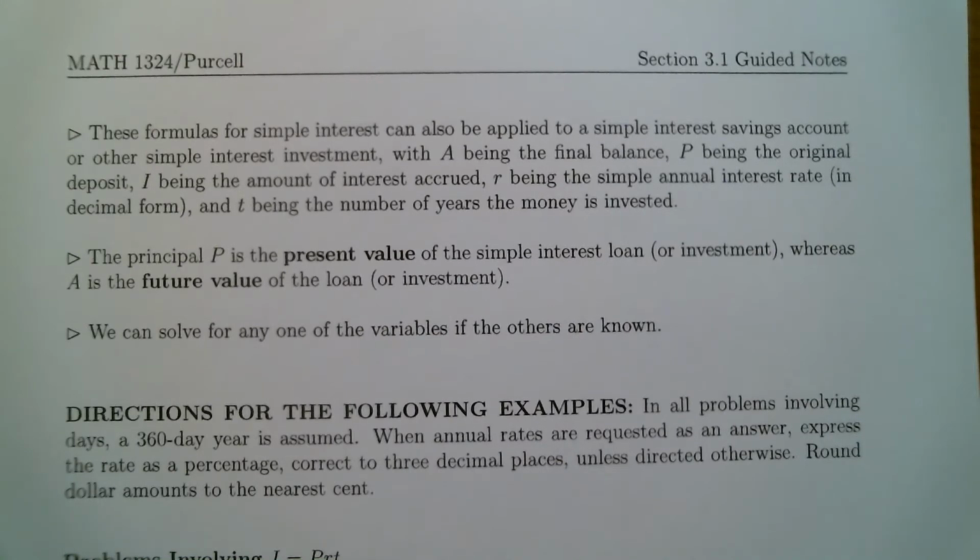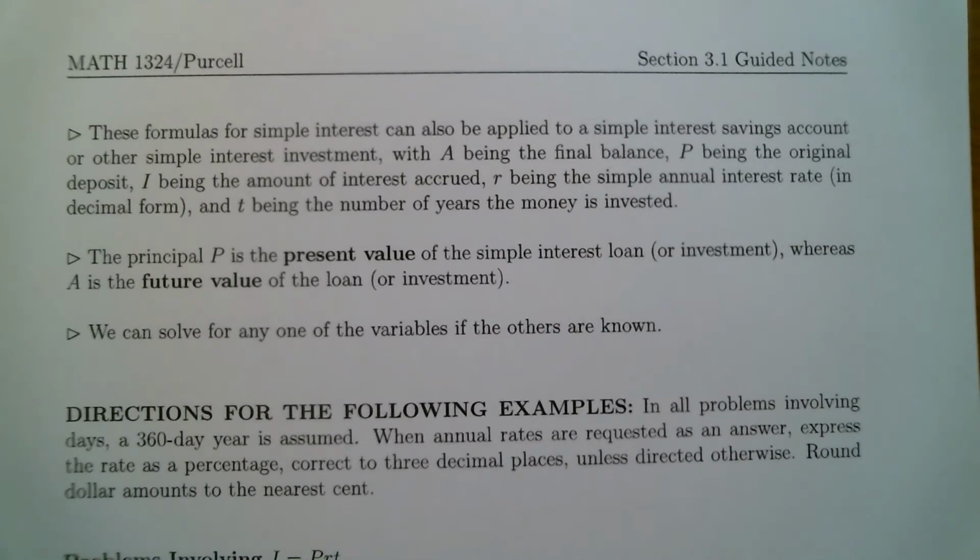If you're looking at it from a savings account perspective, if I went right now and opened a savings account at the bank, P is the amount of money I'm going to put in the bank. That's how much my account balance is presently. Over time, my money will grow through interest. So if I come back later in the future and check my account balance, A is going to be the future value, how much I have in the future.